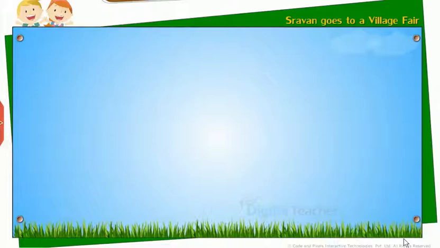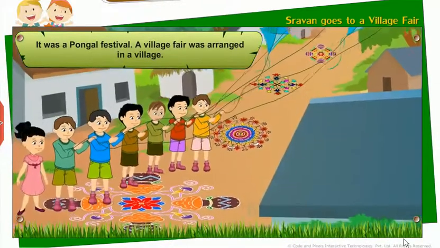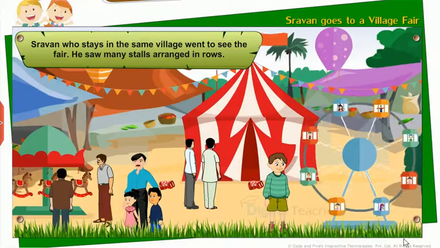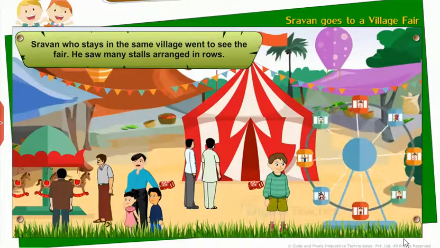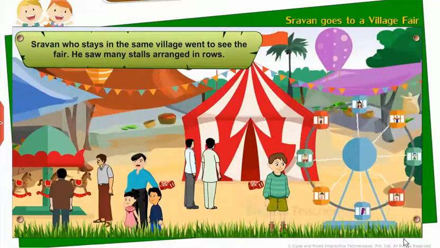Shravan goes to a village fair. Let's see a small story. It was a Pongal festival. A village fair was arranged in a village. Shravan, who stays in the same village, went to see the fair. He saw many stalls arranged in rows.